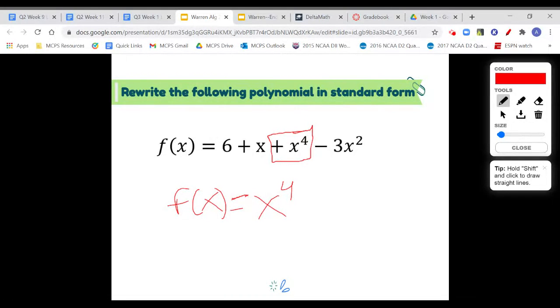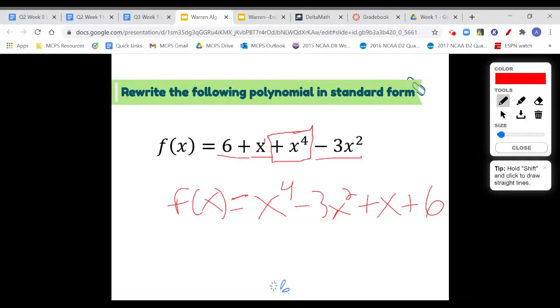And then where's my second largest exponent? Well, constant. That's an exponent of 1. Oh, here's an exponent of 2. So that's going to go next. Okay. Then I have an exponent of 1 here. So that goes next. And then my constant goes last. So here we have it in standard form.